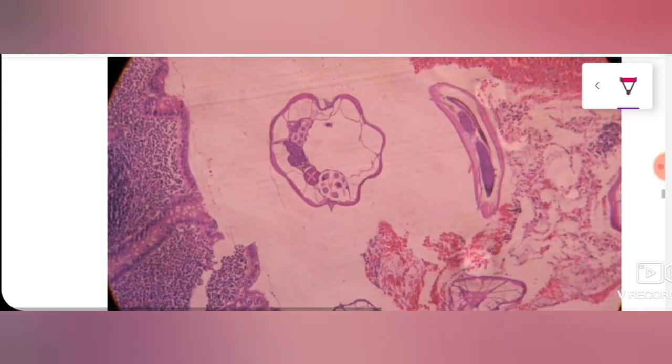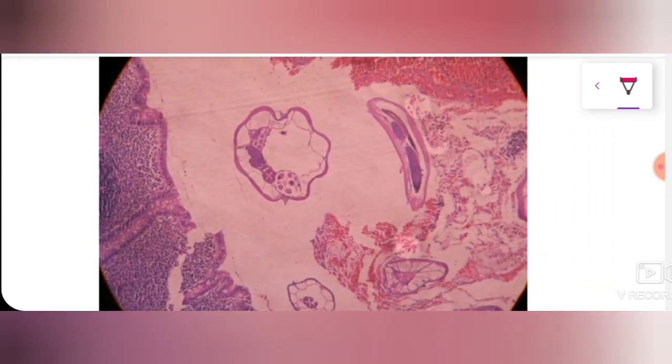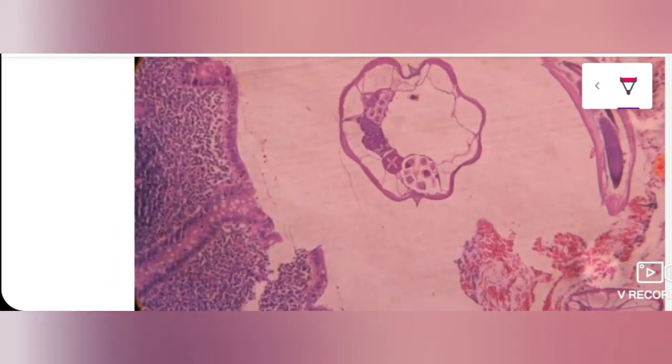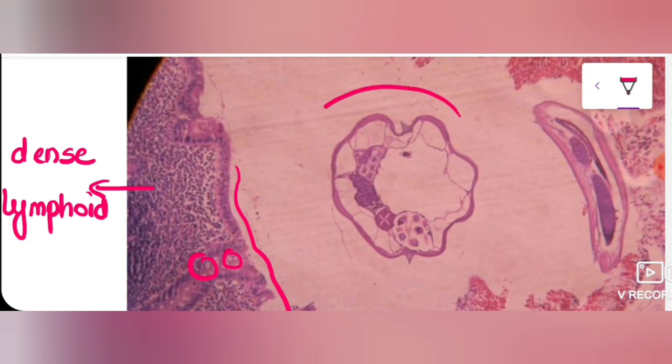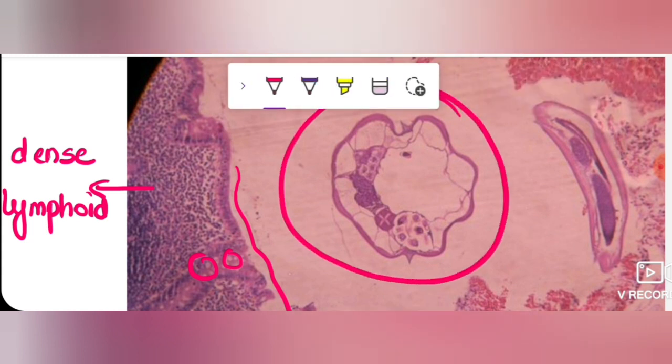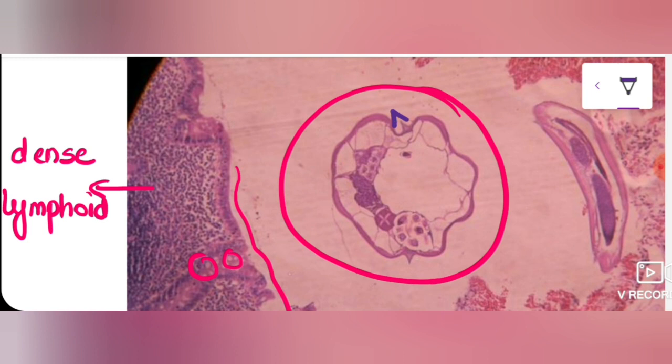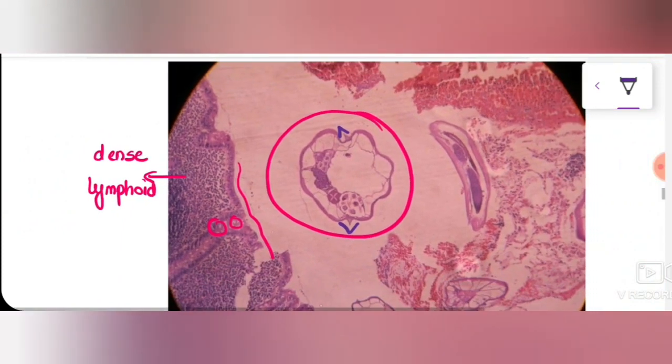Look at this one. This is again taken from the lumen of the appendix. Here you can see the appendix also. Can you see the lining of the appendix? Can you see the goblet cells as well? Can you see the blue cells, which is the dense lymphoid aggregate? I hope everyone remembers the basic histology from first year, that the appendix has a dense lymphoid aggregate. And in the lumen, you can see this particular organism. Notice very carefully, again, the two lateral cuticular alae are visible. That's your striking point, which is going to help you.